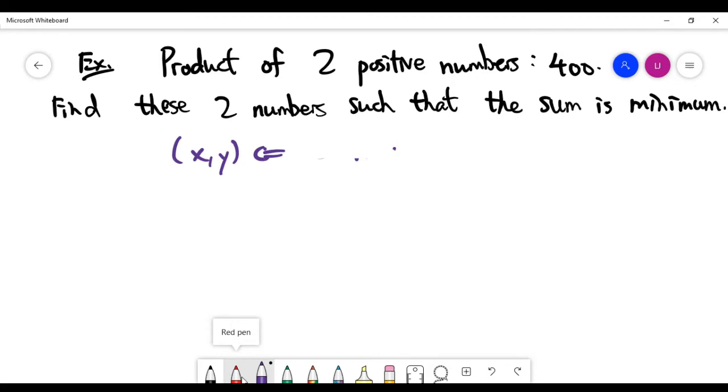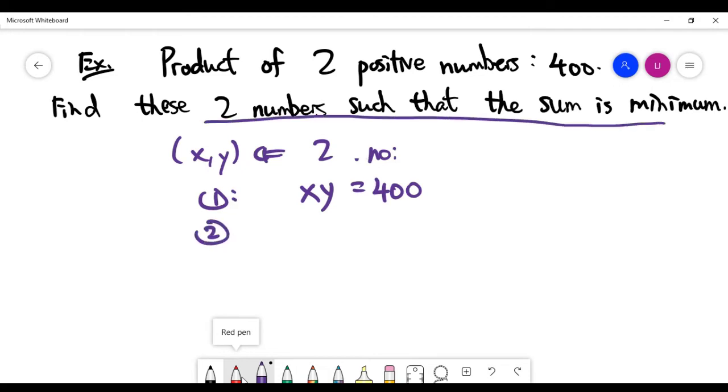So to start our calculation, let x and y be our two numbers. And it satisfies the condition that the product x times y is going to be 400. It is our first equation. And the second equation is about the second statement, and we need to look at the sum. So the sum is going to be x plus y, right? It is our second equation.